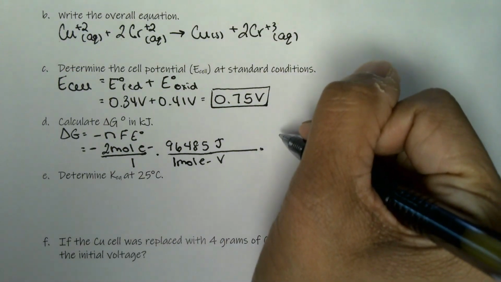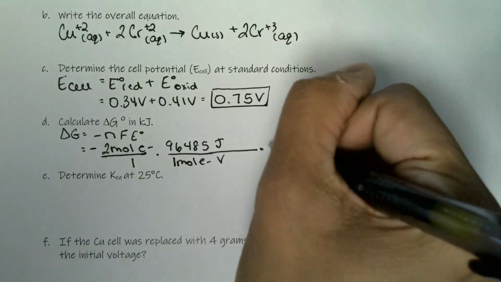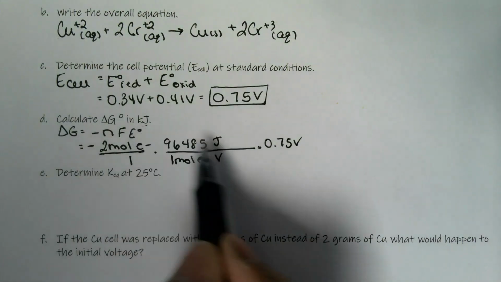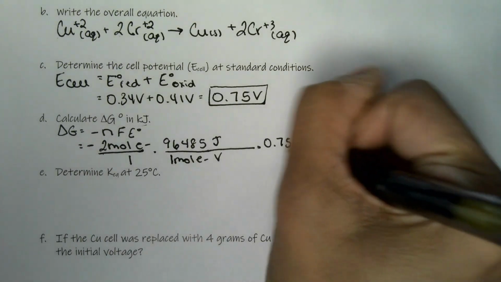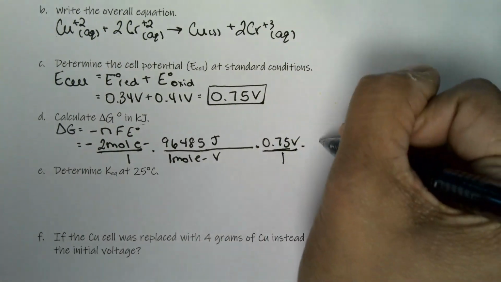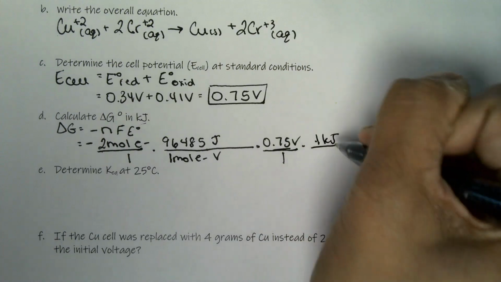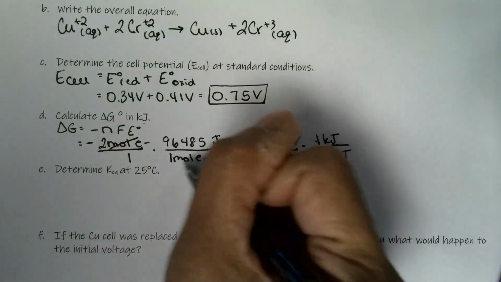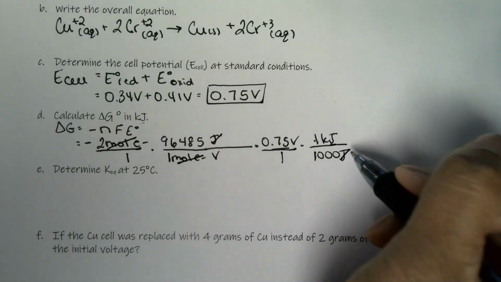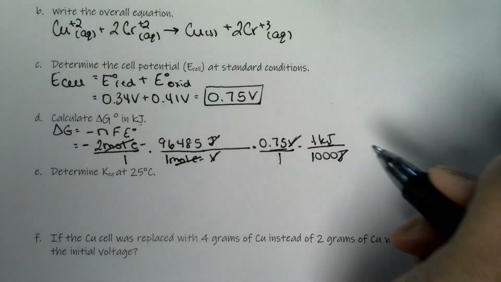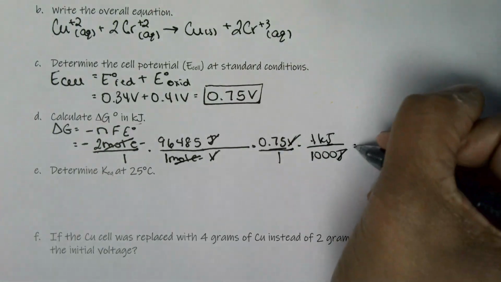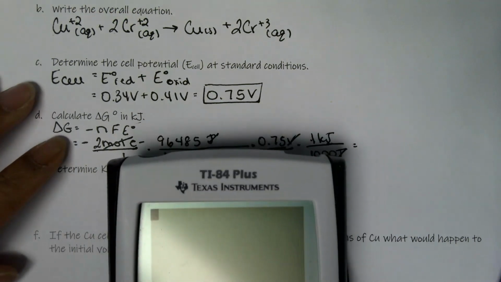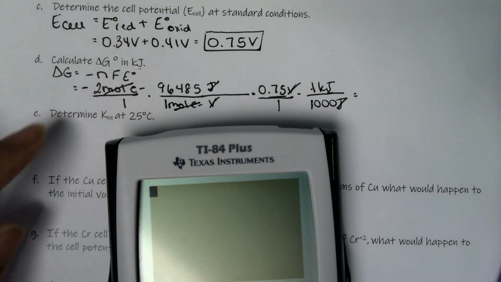And then the number of the E cell. So I have 0.75 volts from up here. This needs to be in kilojoules. This is in joules. So put that over 1. Let's make sure that we have 1 kilojoule for every 1,000 joules. And let's cancel units. So we've got moles canceled, joules canceled, volts canceled, and I'm left with kilojoules. And this really would be kilojoules per mole of substance. So we'll kind of play around with that in just a bit.